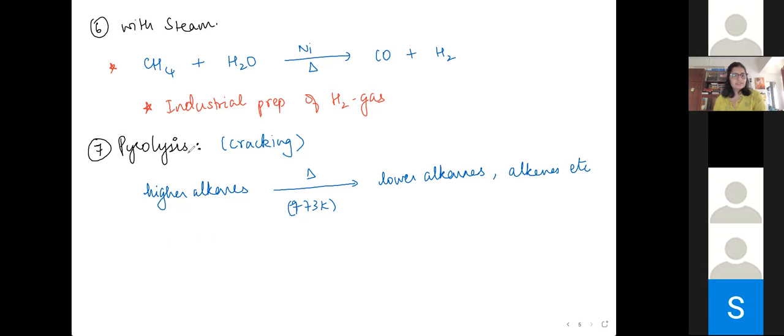What is the pyrolysis temperature? 773 Kelvin. It depends. Let me check. Mainly 773 Kelvin. It's called cracking because you're literally cracking the really long chain. Called pyrolysis because, again, lysis is breaking down. You're breaking down the chain using heat, like pyro, like explosion.